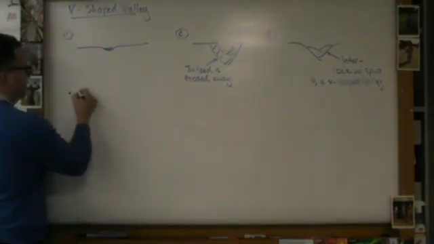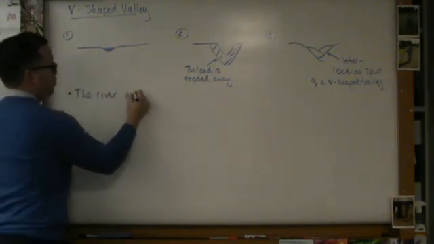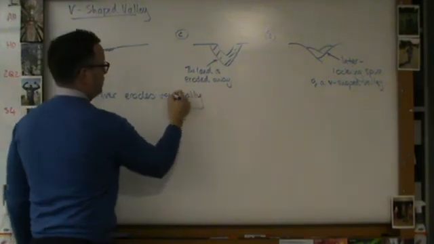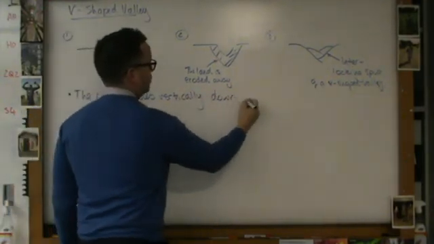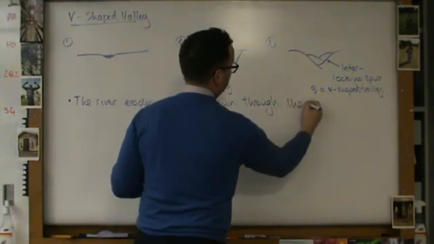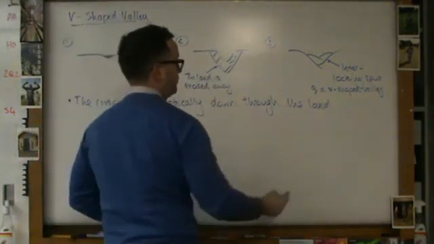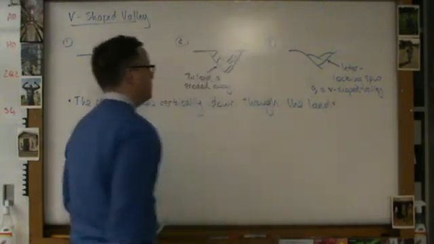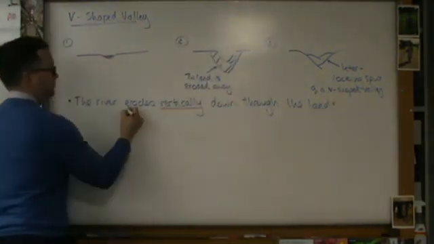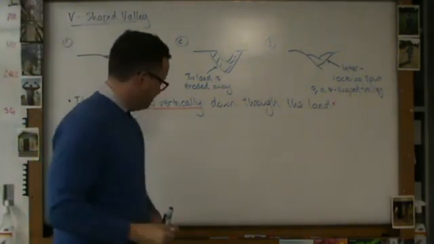The first thing we need to say is that the river erodes vertically down through the land. This is 1 mark, and the mark is really rewarded to you for the use of this concept of vertical erosion down through the land.